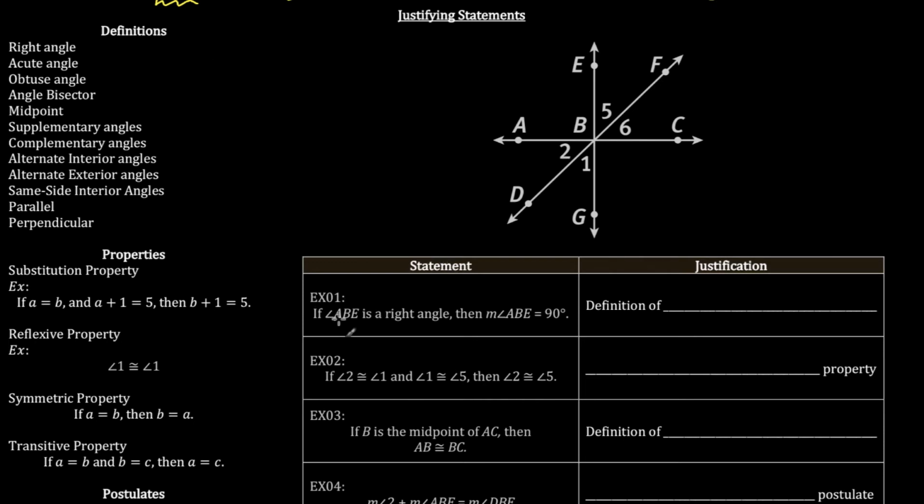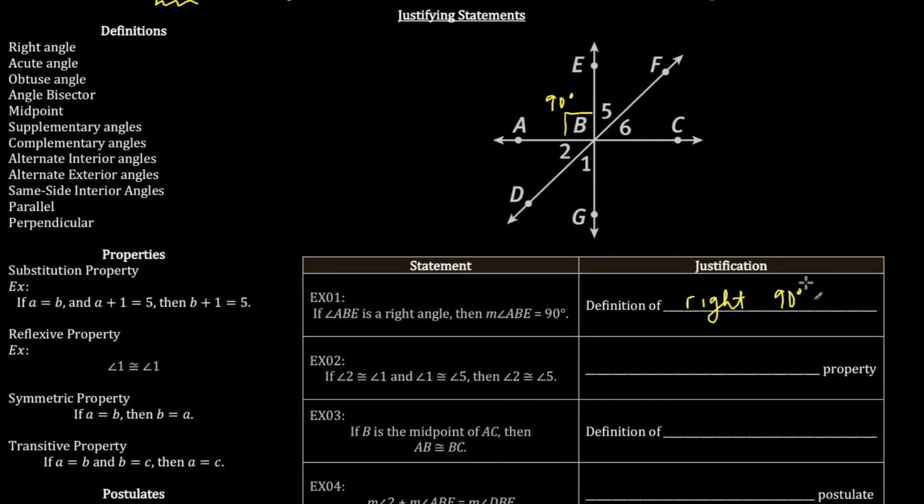Example 1 says if angle ABE is a right angle, then the measure of ABE is 90 degrees. So what is the justification? How do we know that if it's a right angle, it is 90 degrees? We know that because that is the definition of a right angle. A right angle is 90 degrees.